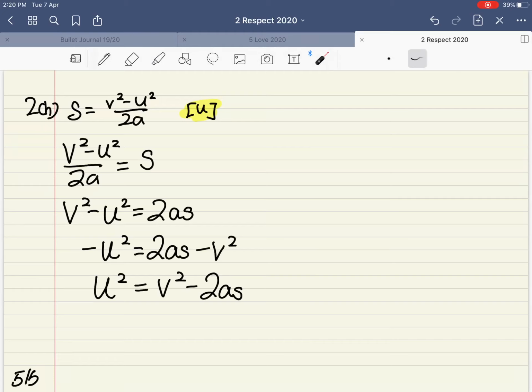Finally, in order for me to be rid of this square over here, we can square root both sides of the equation. So what I'll get here is u equals square root of (v squared minus 2as). Be very careful here though. When you square root, do not forget that you can get a positive root or a negative root. So when you square root both sides of the equation, it is absolutely essential that this plus minus symbol must appear in front of the square root symbol.